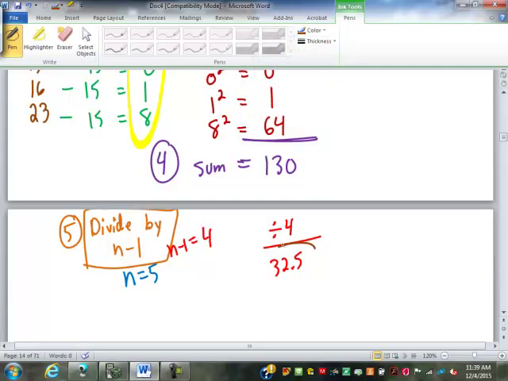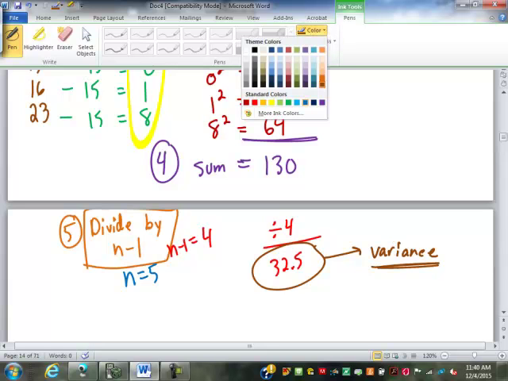If we were to stop at this point, 32.5 is something called the variance. If we were doing hypothesis testing and inferential statistics, the variance is an important number. For summarizing data and descriptive statistics, we want to keep going one more step to the standard deviation.